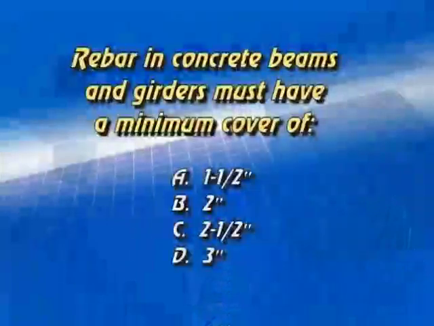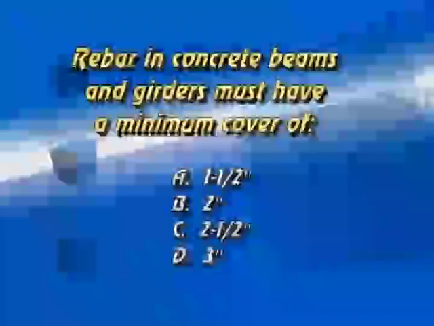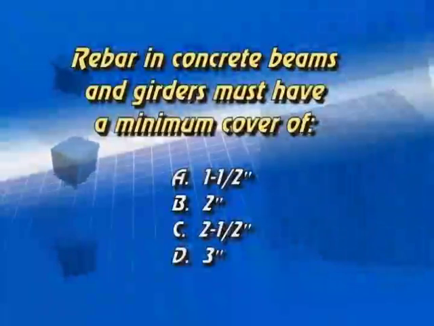Number 21. Rebar in concrete beams and girders must have a minimum cover of 1½ inches. You'll find out that in other spots where concrete is placed, there's other minimum dimensions. But for concrete beams and girders, it is 1½ inches. Number 22. Number 8 rebar has a diameter of approximately 1 inch, letter D.